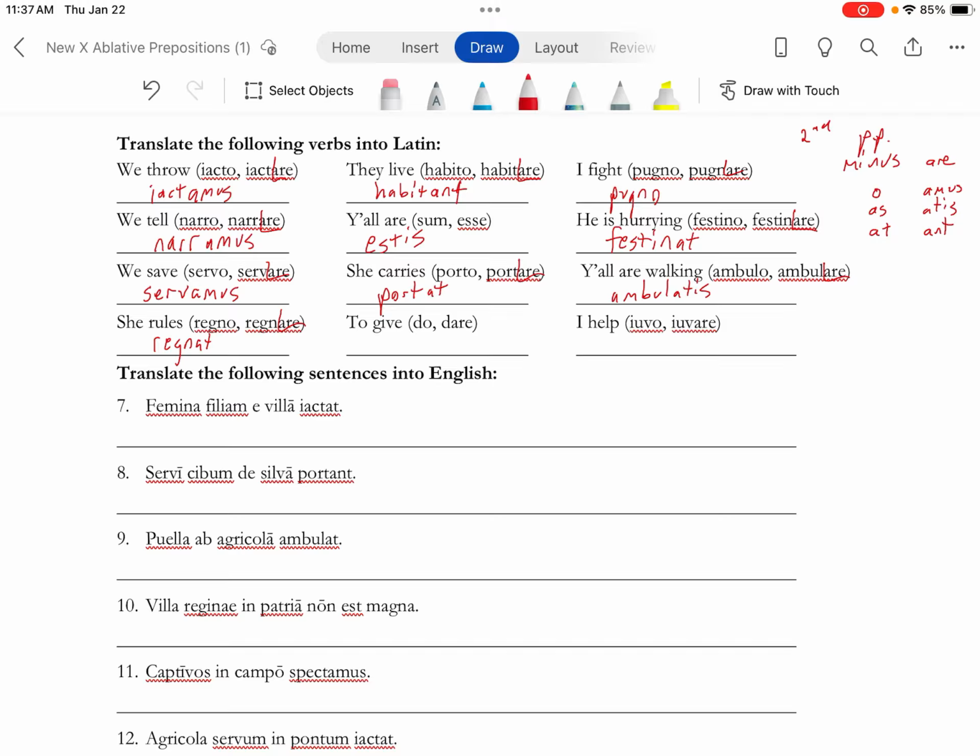To give. The to is just the second principal part. So this is going to be dare, to give. I help. Drop off the ARE. And then O is I, so iuvo.